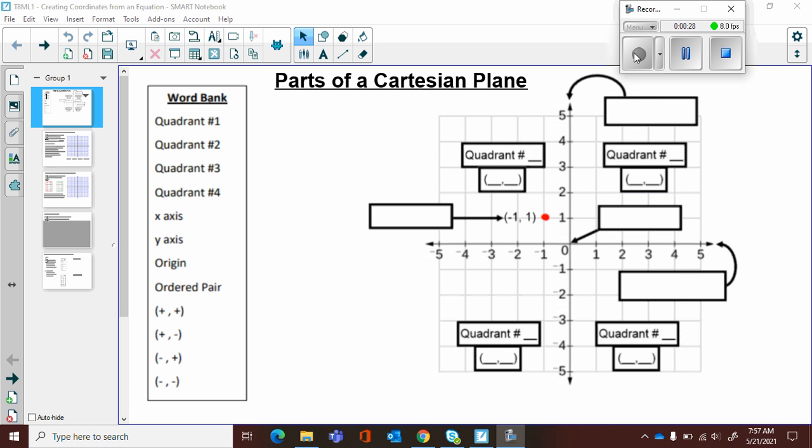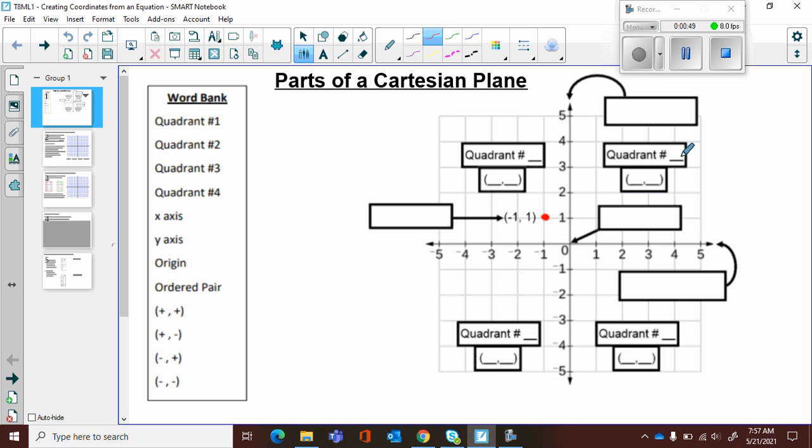and being able to create a table of values when given an equation. So we're going to start with just a review of the Cartesian plane and the different parts of the Cartesian plane. So the Cartesian plane is just a fancy word for this graph that has 4 different quadrants. So let's start by labeling the quadrants.